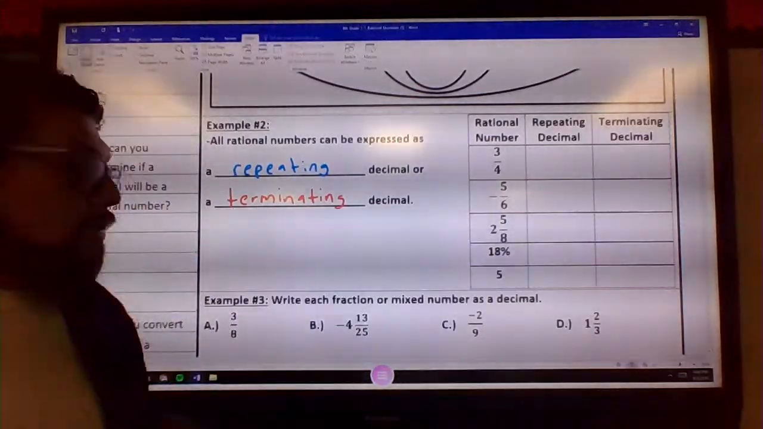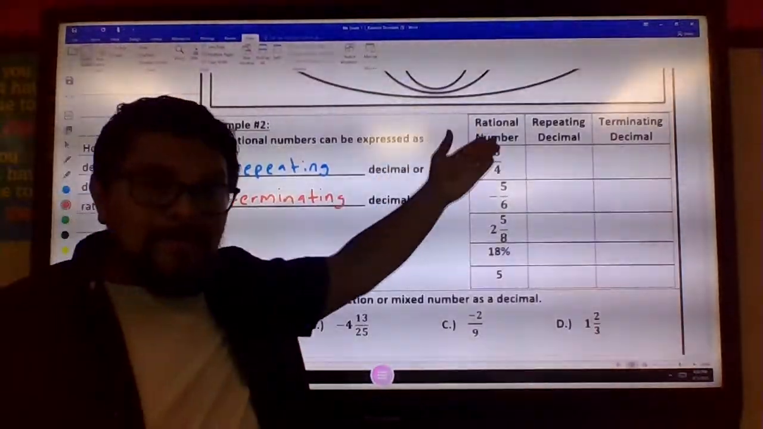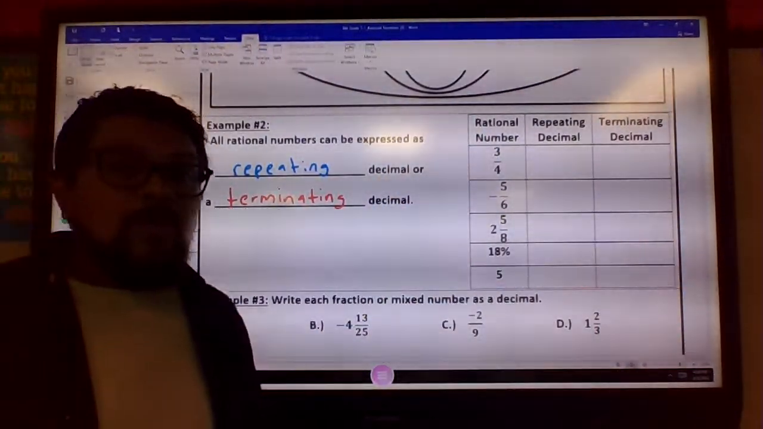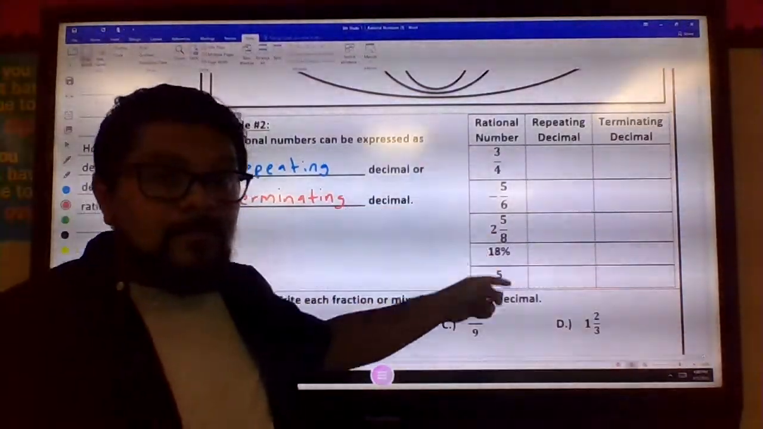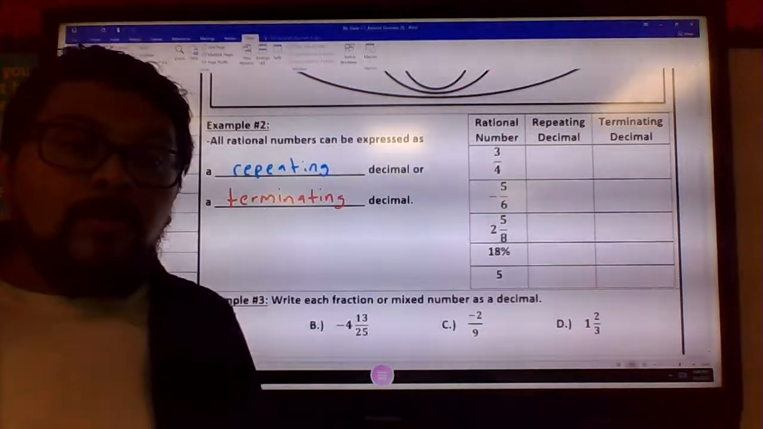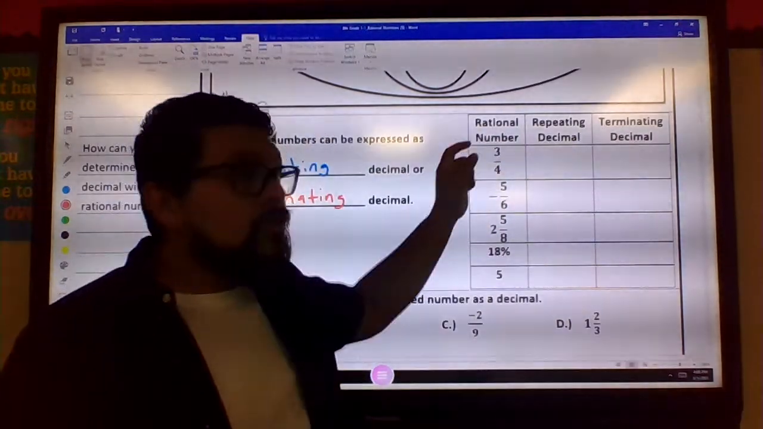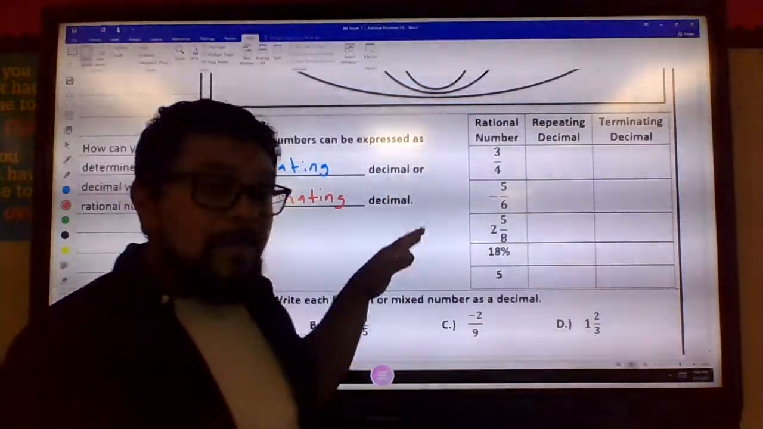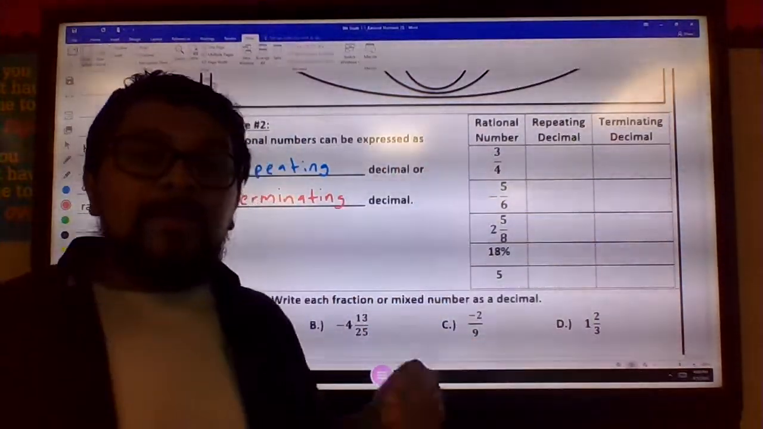Okay. So repeating, terminating. What we're going to do with this table is find out if these are repeating or terminating decimals. If you have a calculator at home, you can actually do these and put them in the right spot. We're going to do these together though, okay? So right here, it's a rational number because it's an integer over an integer, 3/4. Let's put it into a calculator, and the number that we're going to get is 0.75.